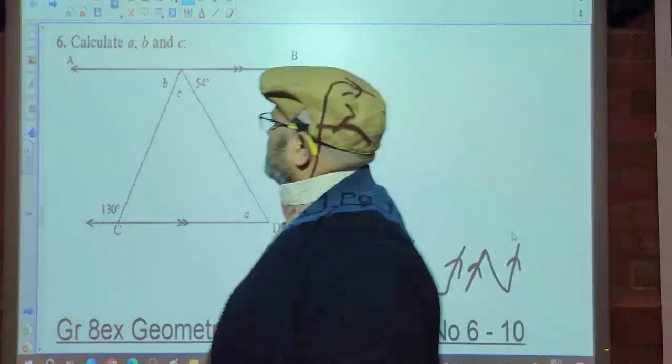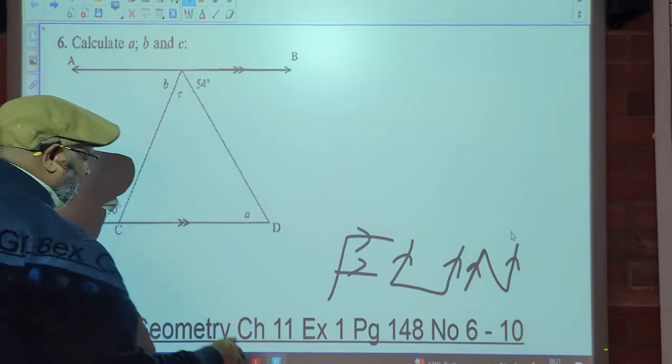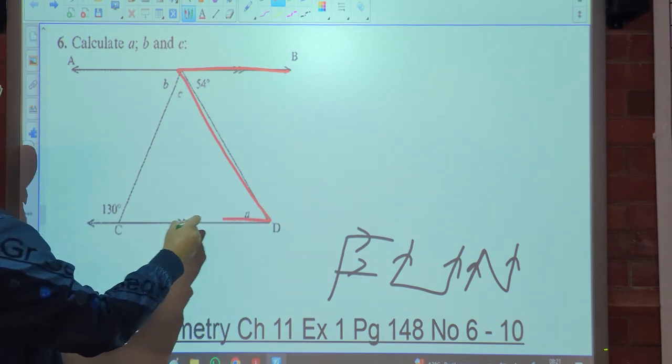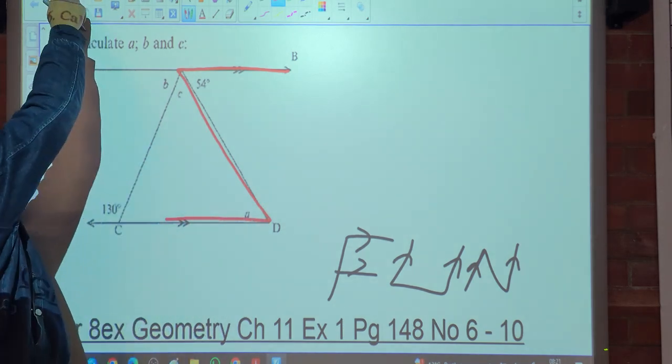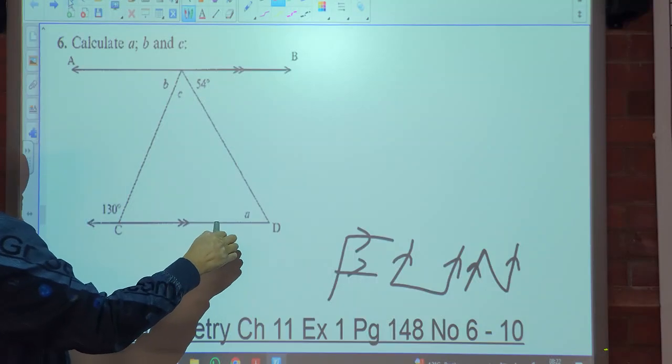Alright, so the question says calculate A, B and C. So how do you calculate A? Again, you see these lines are parallel. So alternate angles are... Couldn't use the F on A, which is the corresponding.